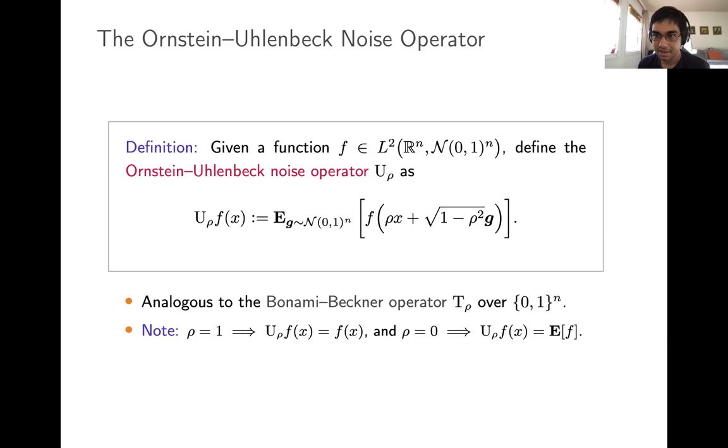This number rho ranges between 0 and 1, and we're going to be thinking of it as a noise rate, where when rho is large, we are adding very little noise to the function. And when rho is small, you've added lots of noise to this new function U rho f, and essentially this function is a constant that forgets about the input. More concretely, when rho is set to 1, it's easy to see that U rho f of x is just f of x. And when rho is 0, U rho f of x is just the constant function, which is the expectation of f. So as you're decreasing rho from 1 to 0, you're adding more noise to the function.